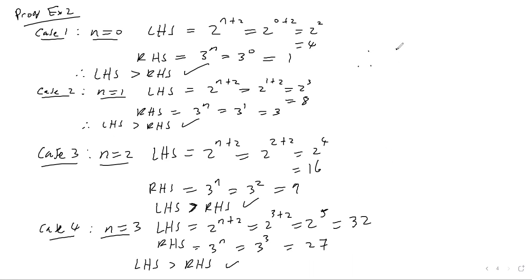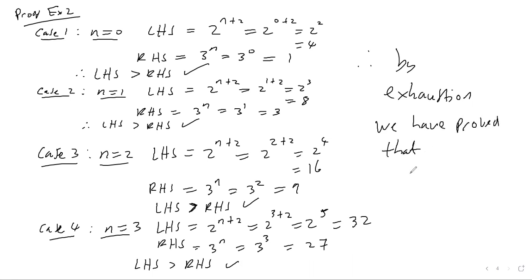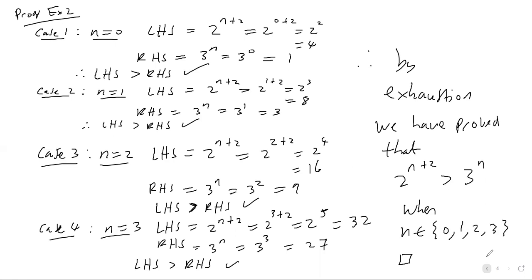So therefore, by exhaustion, we have proved that 2 to the power of n plus 2 is a bigger number than 3 to the power of n when n belongs to the set 0, 1, 2, and 3. So we just proved that result there because we looked at all of the cases and we showed that the left-hand side was bigger than the right-hand side. So that's another proof by exhaustion.